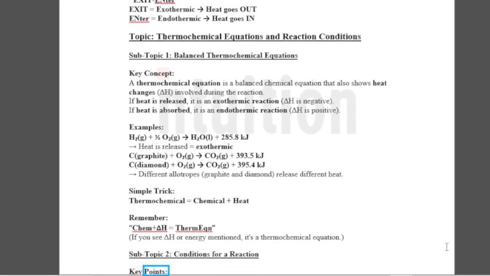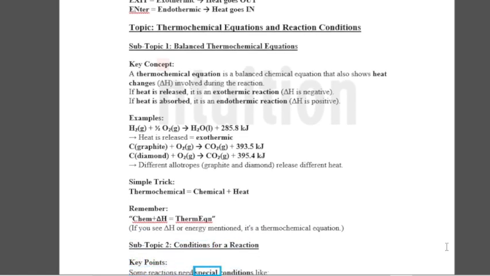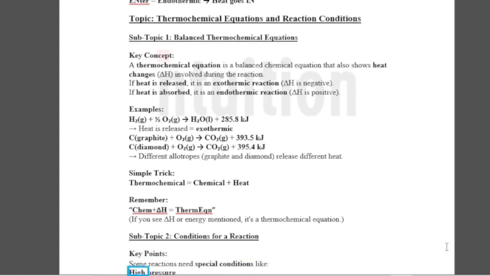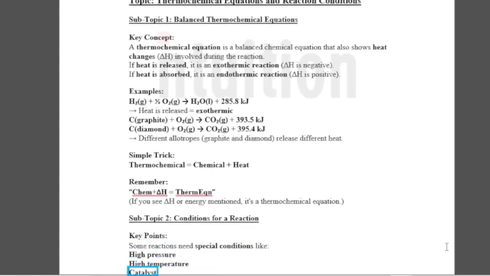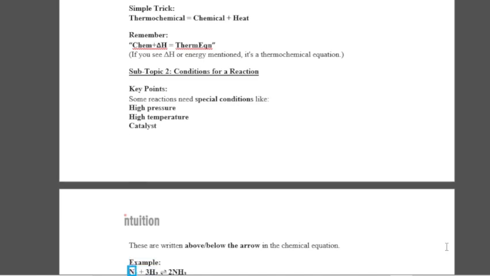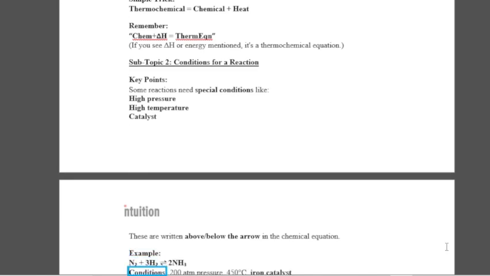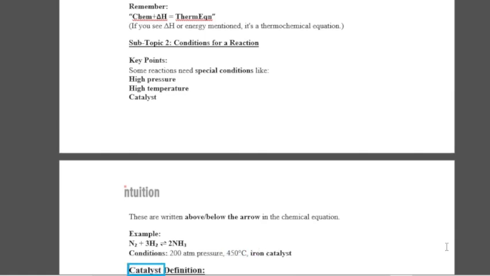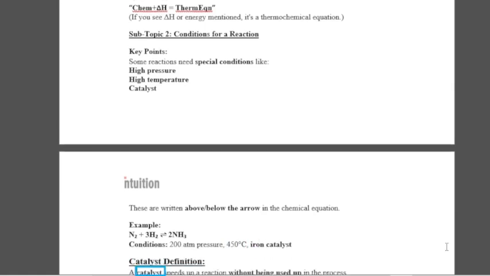Key points: some reactions need special conditions like high pressure, high temperature, or a catalyst. These are written above or below the arrow in the chemical equation. Example: N2 plus 3H2 gives 2NH3, conditions 200 atm pressure, 450 degrees C, iron catalyst. Catalyst definition: a catalyst speeds up a reaction without being used up in the process.